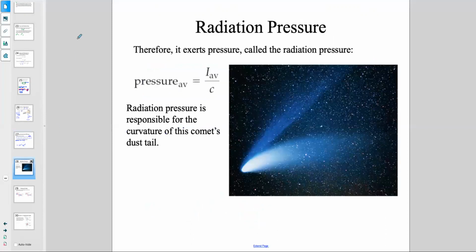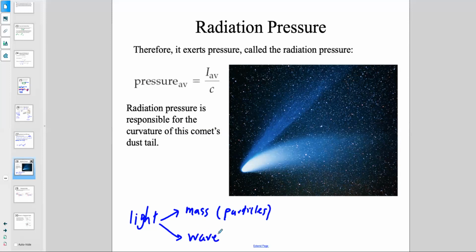We also have something called radiation pressure, because of these momentums of particles. So the momentum, remember, light has two different definitions. It could carry a mass, so it could be particles, and it could be a wave, okay? We believe that it can be both at the same time, depending on the measurements that we do. So therefore, it can exert a pressure, which is called radiation pressure, on objects, okay?